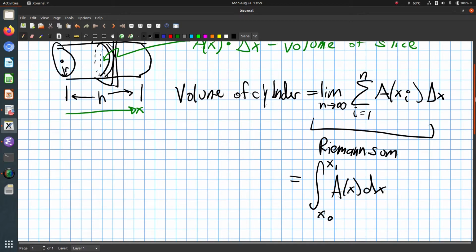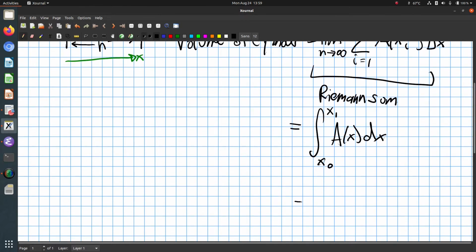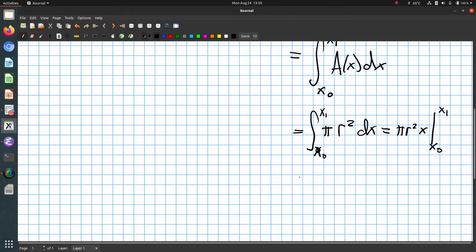And so if we put the pieces in here, well, what is the area of one of these little cross sections? Well, it's pi r squared times dx. There's no x in here, this is a constant. So this is pi r squared x, evaluated at those endpoints, or put in other words, pi r squared h, which is the usual volume of a cylinder formula.